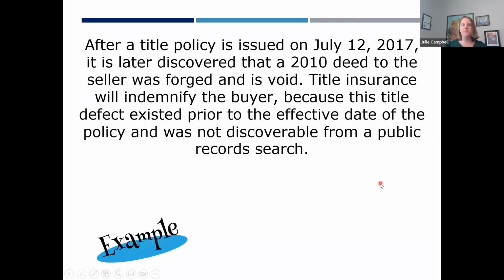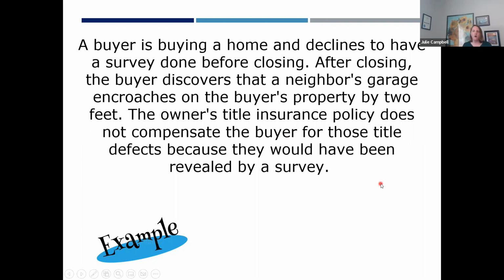Here's another example. Buyer is buying a home and declines to have the survey done before closing. After closing, the buyer discovers there's that encroachment of the neighbor's garage. It's over by 2 feet. 2 feet is 2 feet.